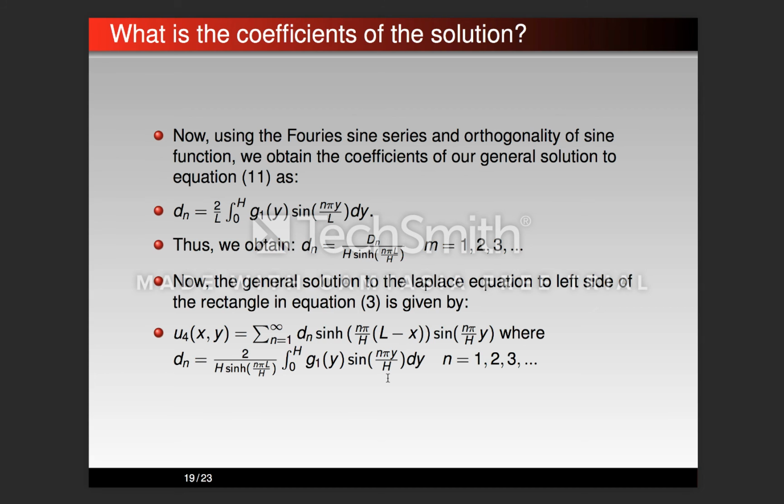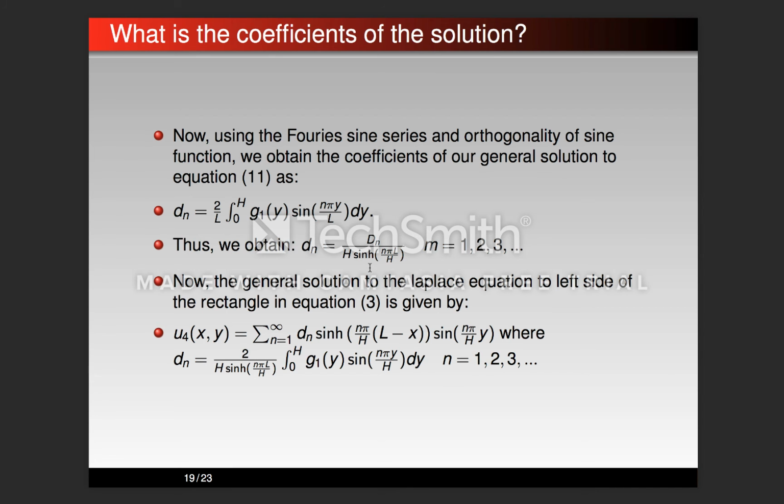So now, going back to our original solution to find the coefficient d_n, we said that using the Fourier sine series, d_n is equal to 2/L times the integral from 0 to h of g1(y) sin(nπy/L) dy. So thus we obtain that d_n is equal to the integral divided by sinh(nπL/h).